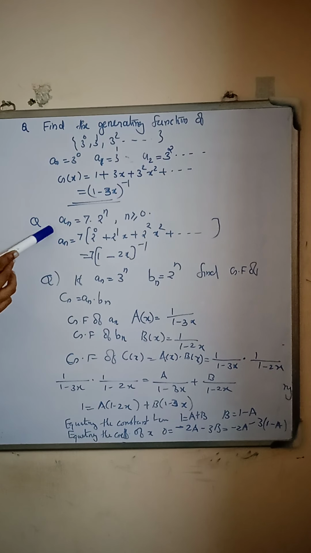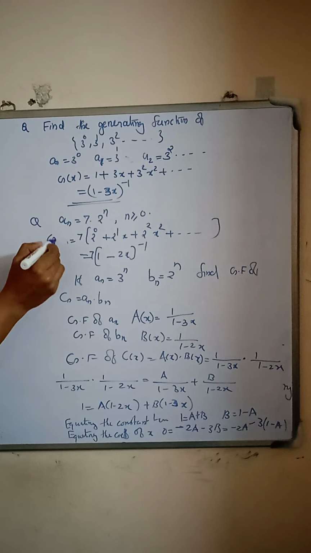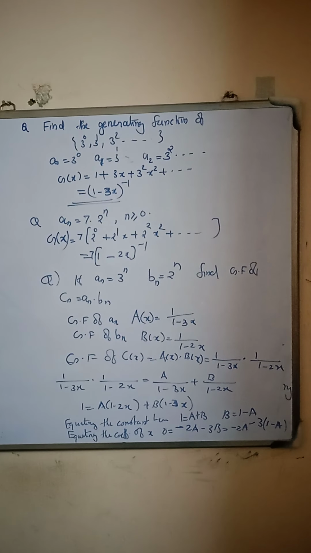Next sequence is 7 into 2 raised to n. It's a sequence. When n is equal to 0, it is 7 into 2 raised to 0. When n is equal to 1, it is 7 into 2 raised to 1. When n is equal to 2, it is 7 into 2 raised to 2, etc. So the generating function g of x is 7 into 2 raised to 0 plus 2 raised to 1 x plus 2 square x square plus etc. That is 7 into 1 minus 2x all raised to minus 1.